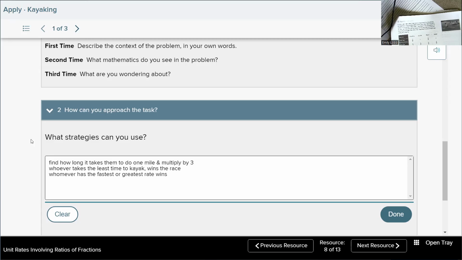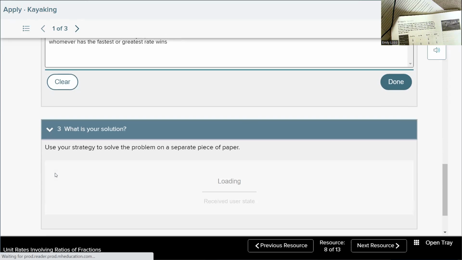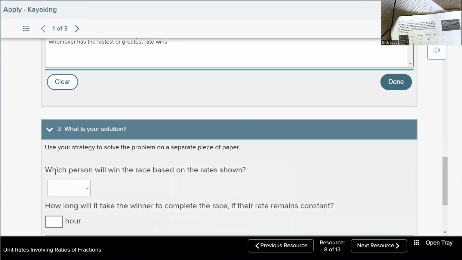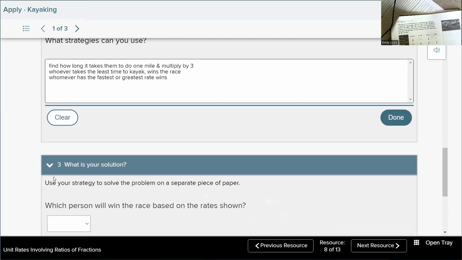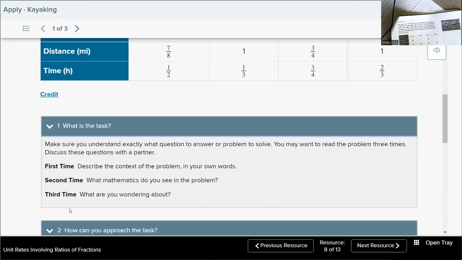All right. So hopefully that gave you time to get something down. What is your solution? So now we're going to use that strategy. Which person will win the race based on the rates shown? So if we're finding the rates, let's find the rates.